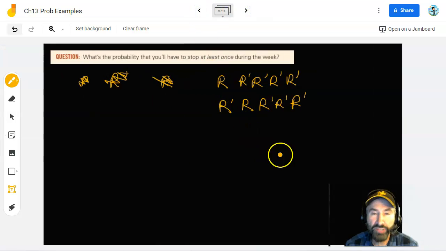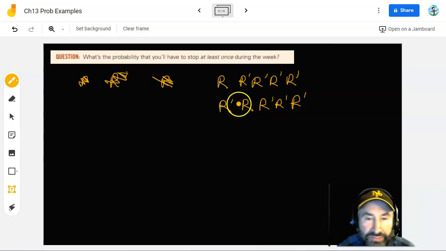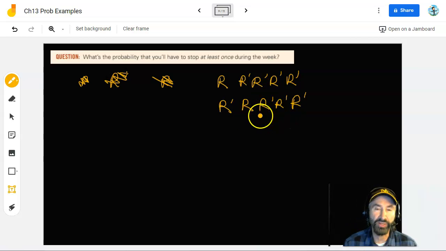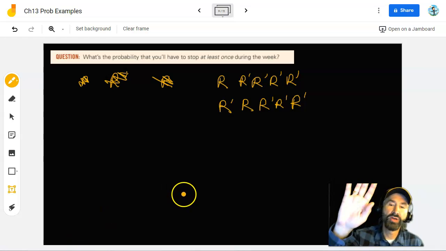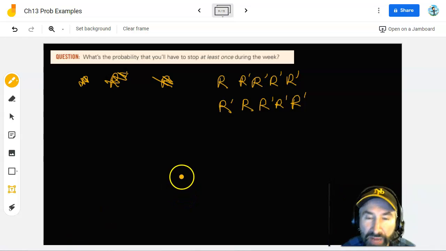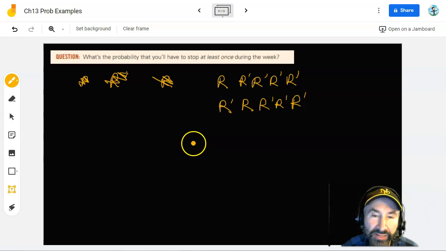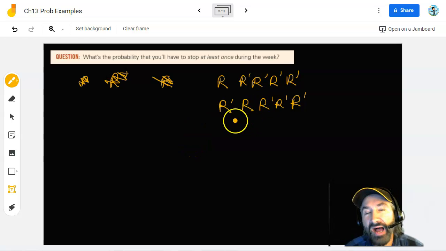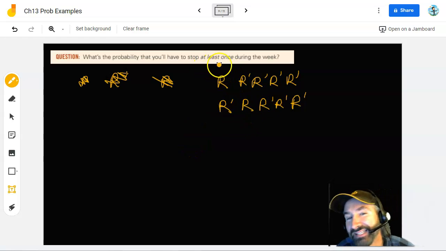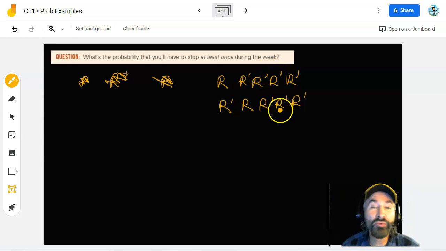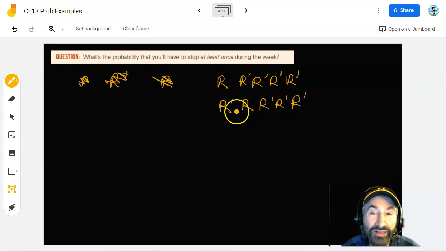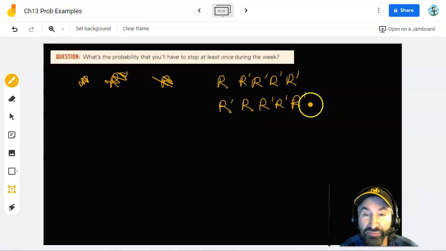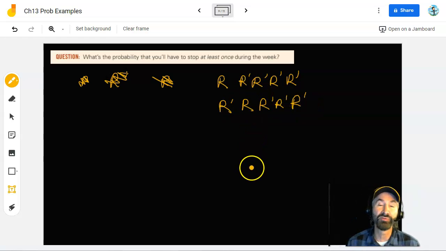If we're talking about all the different ways of hitting this one traffic light, okay? Whoa, whoa, guys, whoa. I just realized this problem is way more complicated than I originally remembered. I forgot that because it says at least once, not only are we concerned about stopping on every day of the week, we can't just write out five different ways.